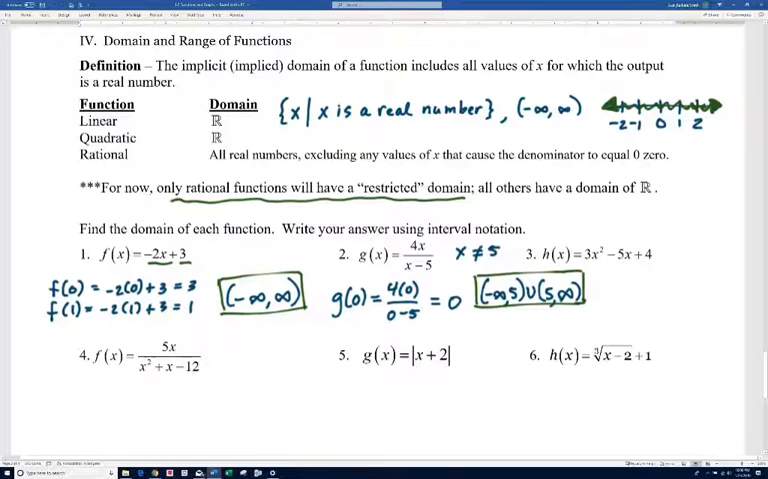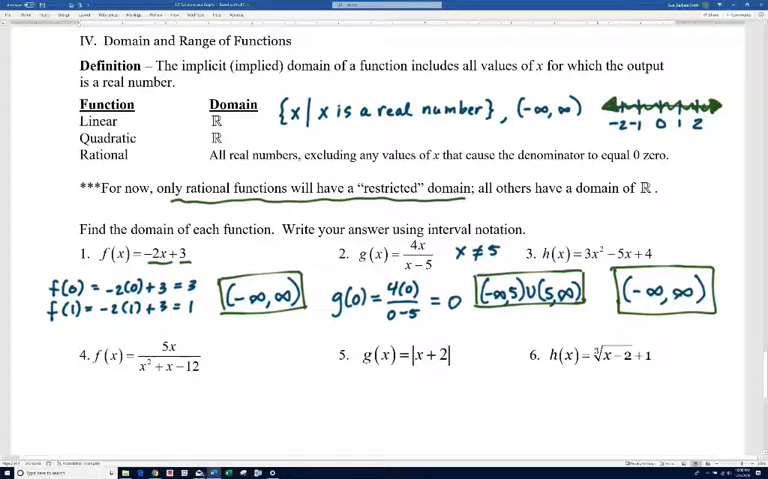In other words, what I'm saying here is I can plug in any number as an input into this g function except for 5. It turns out it's only the values of x that cause my denominator to equal 0 that I have to throw out. Everything else is good as far as our domain is concerned. So on number 3, notice this is quadratic because of the x squared. The highest power is 2. And so this function has a domain of all real numbers.